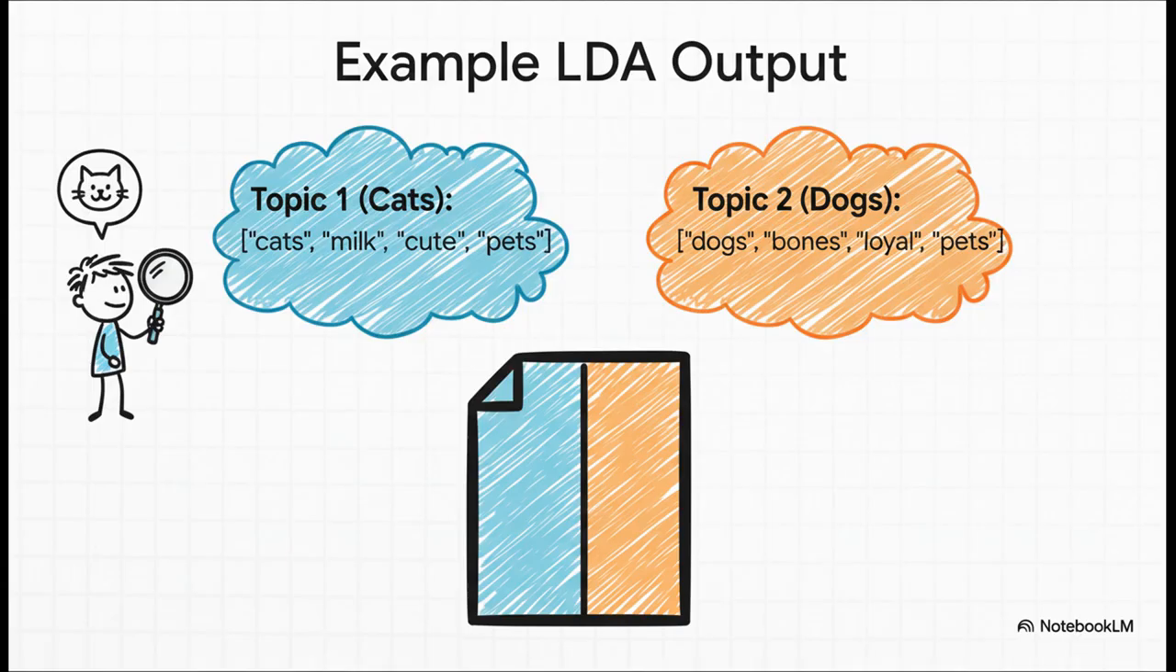The model won't spit out a nice label like pets, cats. It's not that smart. It'll just give you a list of words, a cluster. It's our job as humans to look at words like cats, milk, and cute, and say, okay, that topic is clearly about cats. And it can also tell us that a single document, like one about cats and dogs, is a 50-50 mix of both topics.